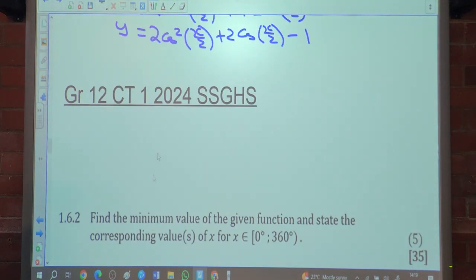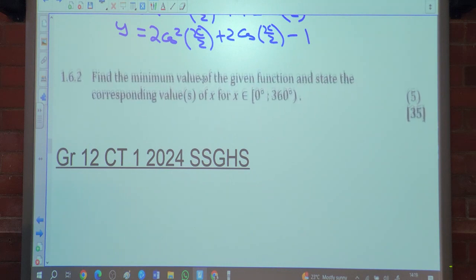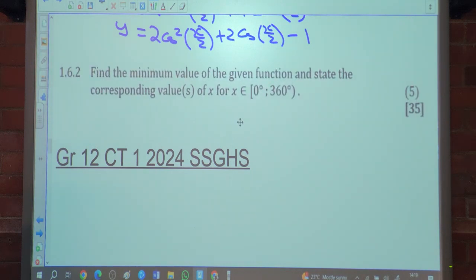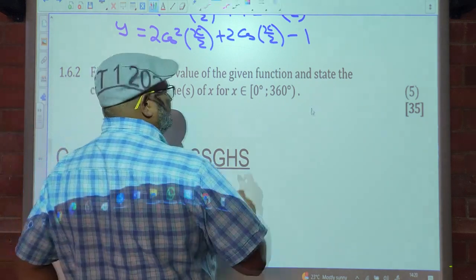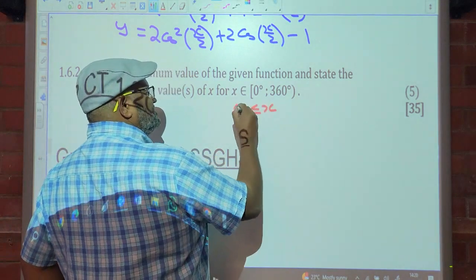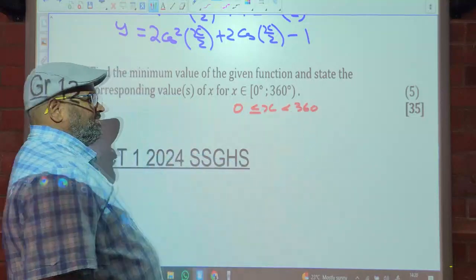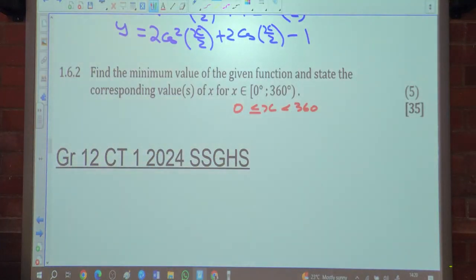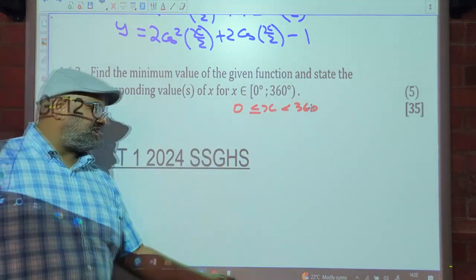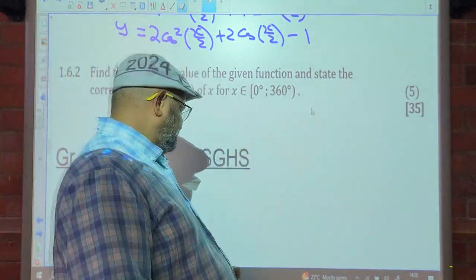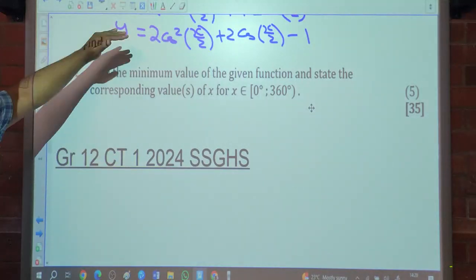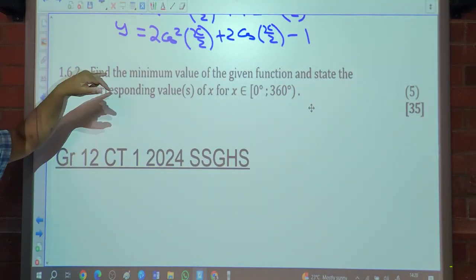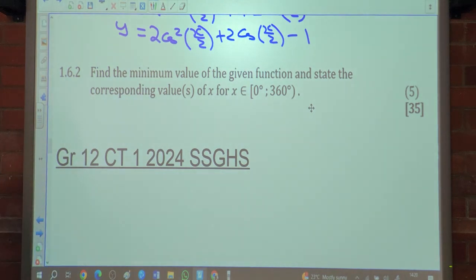Alright, now it says find the minimum value of the given function and state the corresponding value or values of x for which x is an element of [0, 360). If I had to write this in inequality format, it will be x is greater than or equal to 0 but less than 360. You'll see it doesn't even make a difference, the values don't even come close to this. But anyway, people, this is a trinomial to us. If they're talking about maximum or minimum, what do we do?